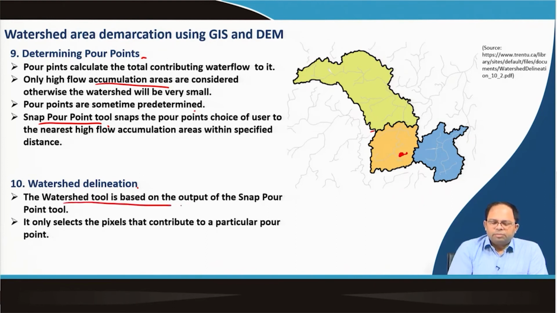The watershed tool is based on the output of the snap pour point tool, and it only selects pixels that contribute to the particular point. So, for this pour point, whatever area has contributed water becomes the catchment of this particular pour point. So, that is how we can delineate a particular watershed.